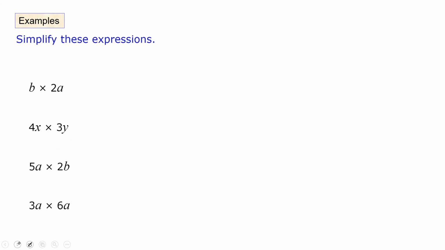Let's increase the difficulty a little bit then and try out these examples. So here, simplify these expressions. b times 2a, you'd write that as 2ab. We tend to write the letters in algebraic order. So remember, that means 2 times a times b, which means the same then as b times 2a. Here, when multiplying terms like this, I tend to look at the numbers first. So 4 times 3 is 12. And then I look at the letters. x times y is xy.